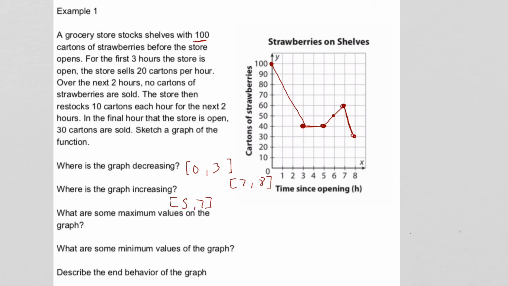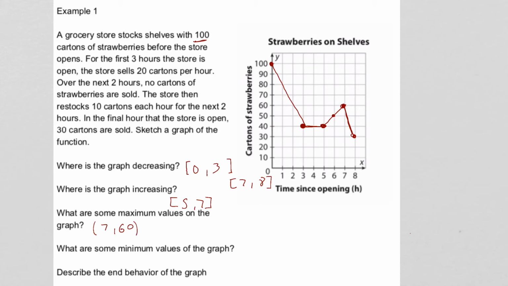And what are some maximum values on the graph? Well, we started off with 100. But to be a maximum, it has to go from increasing to decreasing. So 100 really wouldn't be our maximum. I would say the maximum here, right, is at 60. That occurs actually at the point 3, 60, if we were graphing this.